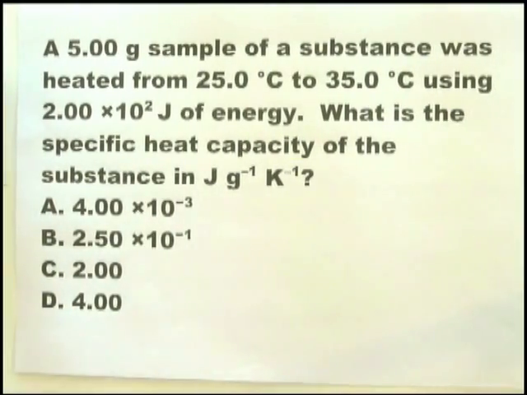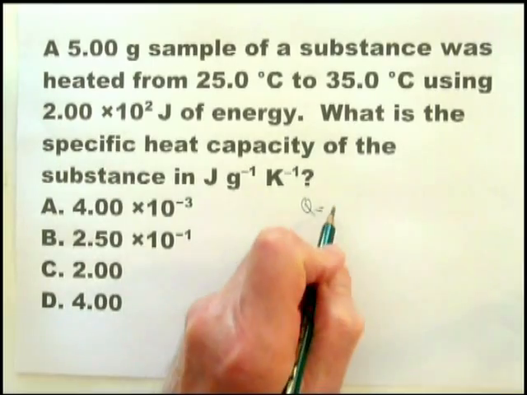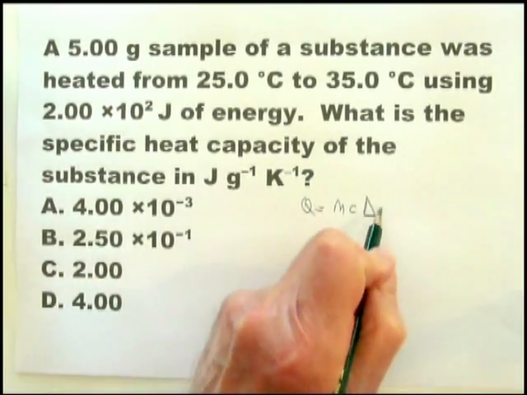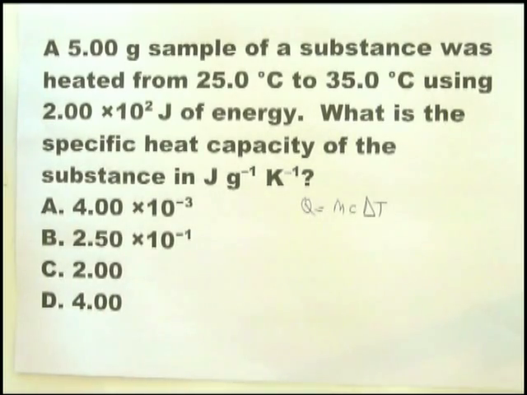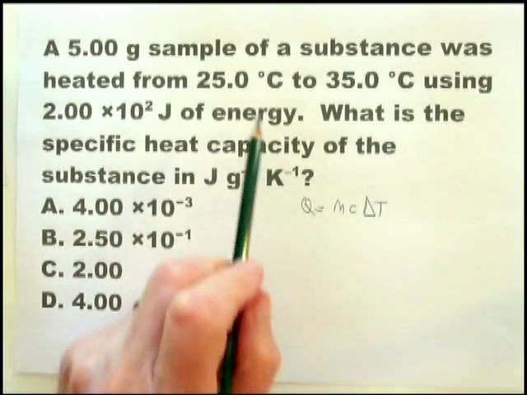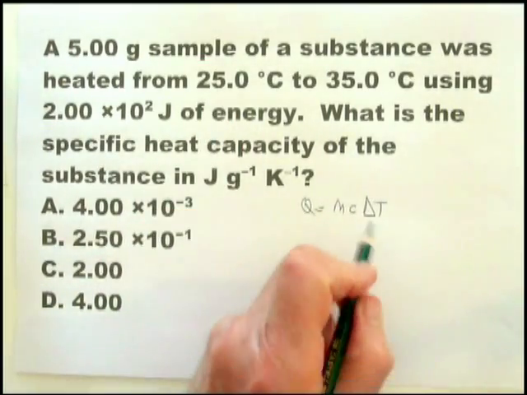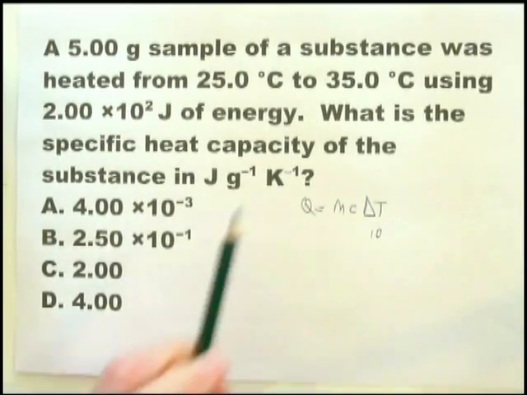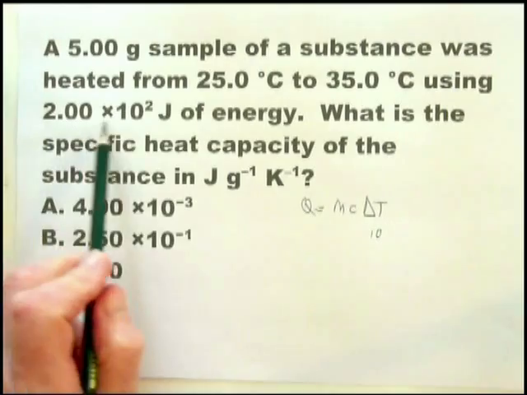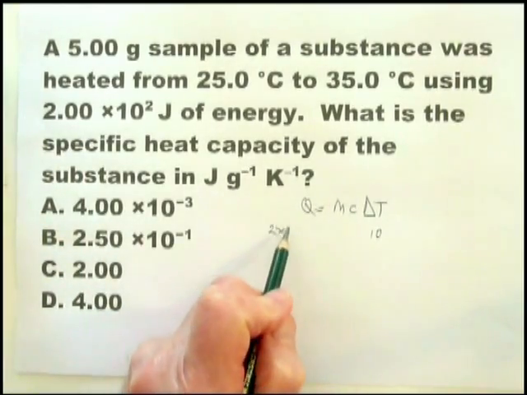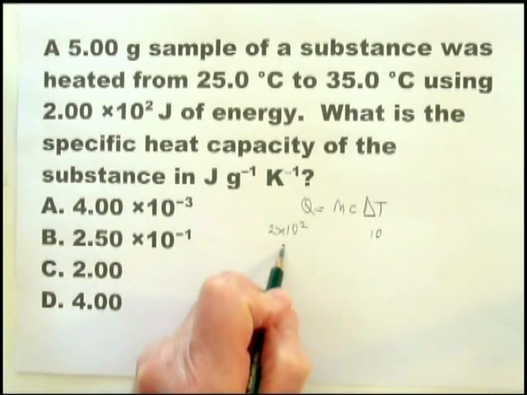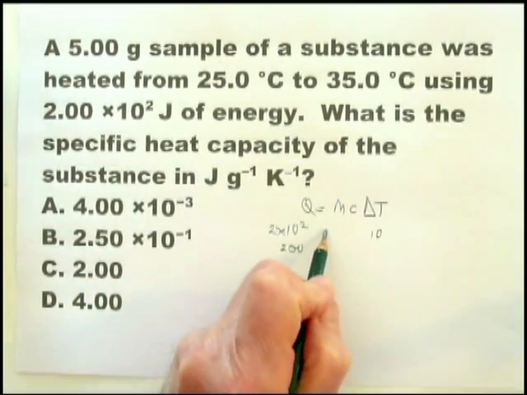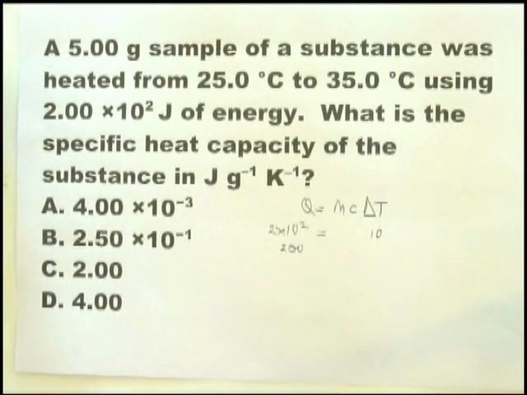Here is another one using Q equals mc delta T. Now you don't have to write the formula down if you think you can handle it without writing it down. I mean, the temperature is 10, so delta T equals 10. The quantity of heat is 2 times 10 to the 2. I put that down as 200. For me, it's just easier to see it. A number like 2 times 10 to the 2. So much easier to see it as 200.